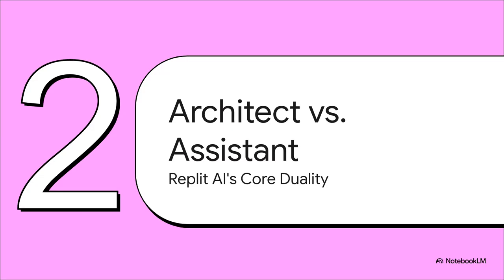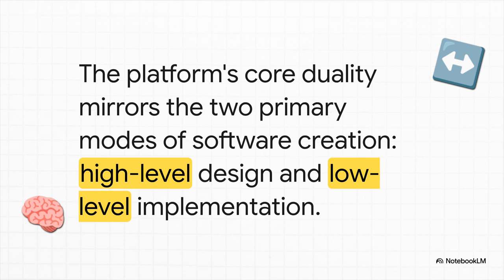Okay, so how does Replit actually pull off this conversational vibe? Well, the secret isn't just one single giant AI. Instead, it's a partnership between two specialized AIs, and they each play a very different role. And this setup is totally intentional. It's made to mirror how we naturally think about building software anyway. You've got the high-level, big-picture strategy, and then you've got the low-level, down-in-the-weeds work of actually writing the code. Replit has an AI for each of those modes.